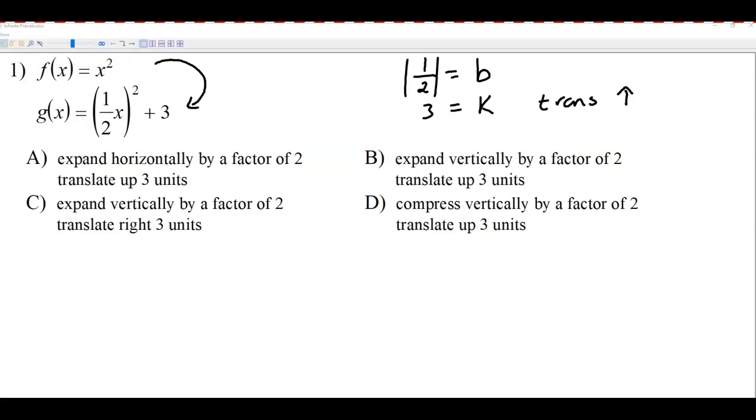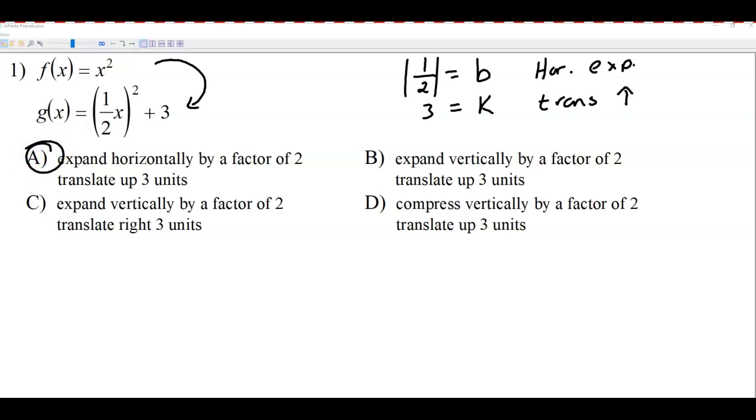What is this? It's less than 1. So what does that mean? Horizontal what? Expansion. So there we go. We see that there's a horizontal expansion and there's a translation up. Which option seems to be the one? A is the one. There we go.